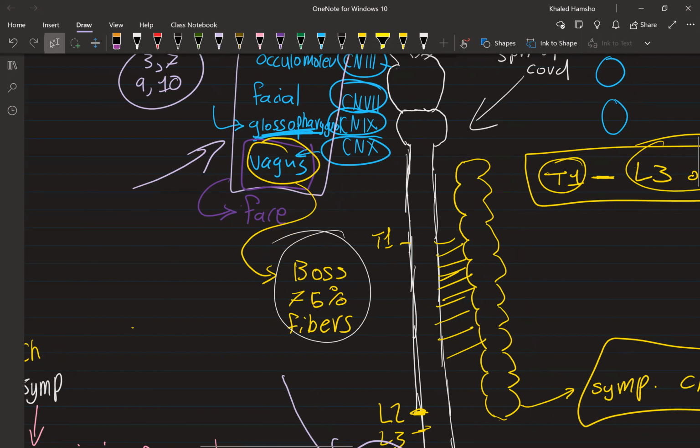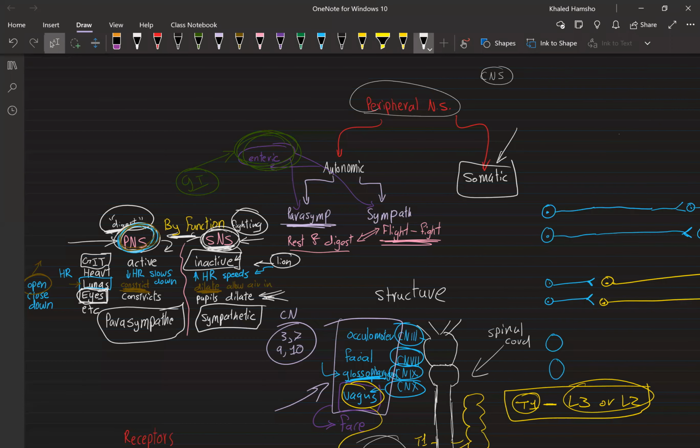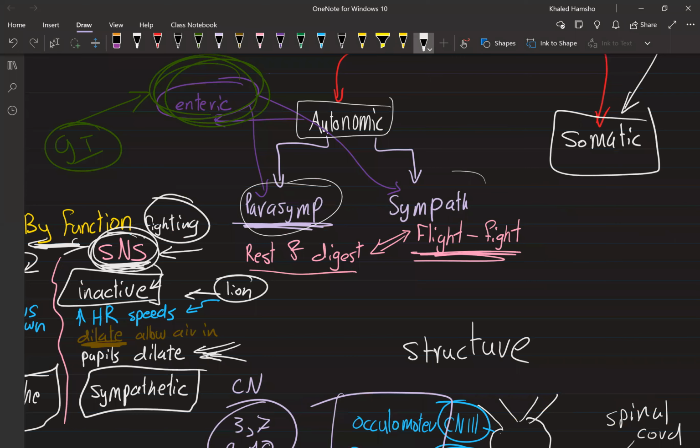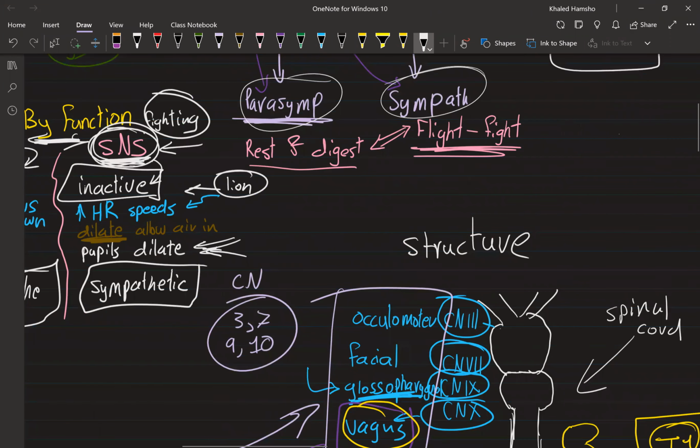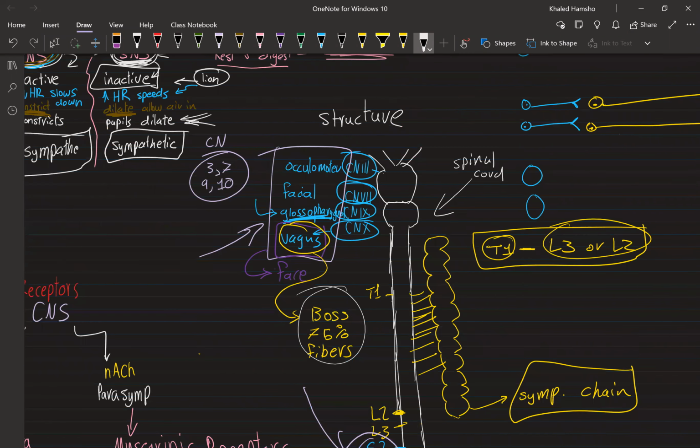Now that we've covered the general structure of everything, I want to start covering more specific details. Again, just to revise, the autonomic nervous system is divided into 2 divisions, the parasympathetic and the sympathetic. Both of them come out of their respective portions on the spinal cord. So this is the spinal cord. Sympathetic fibers come out of here.